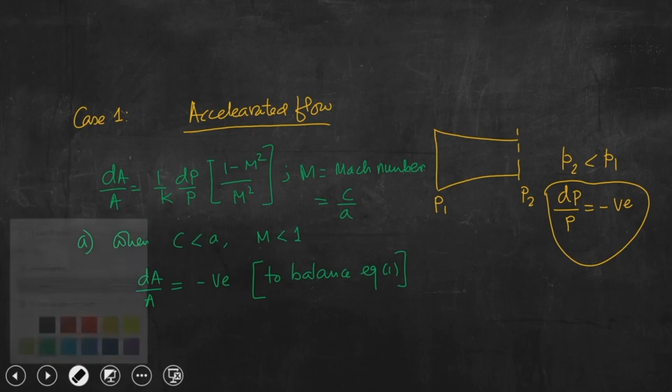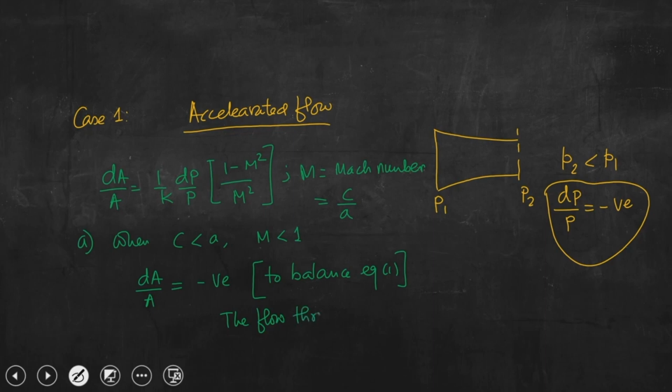So this is what we can write. So, what does it indicate? If the flow is accelerated flow, and the local velocity at any particular section is less than the sonic velocity at given conditions, then for this particular case dA by A must be negative. It indicates that it is a flow through a nozzle.